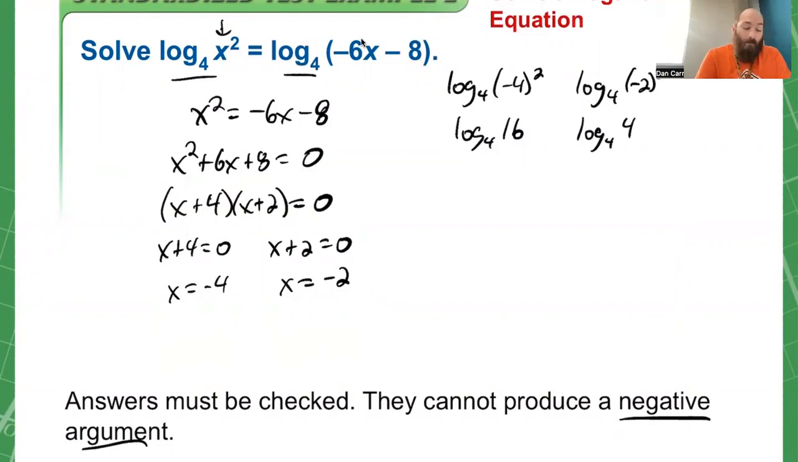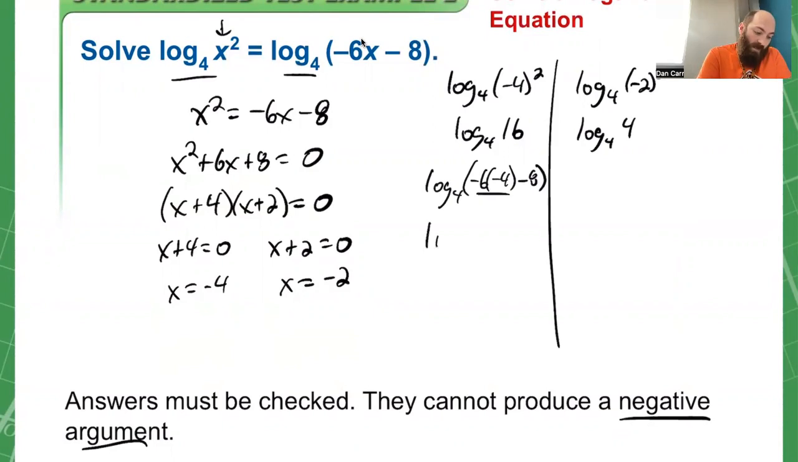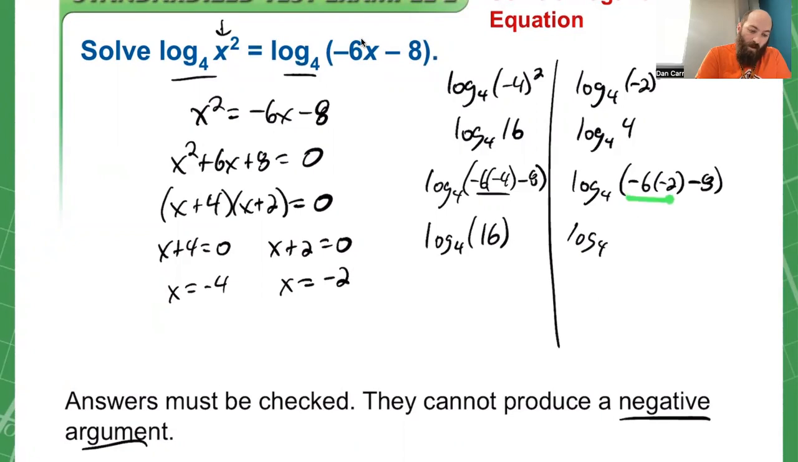We'll do log base 4 of -6 times -4, minus 8. -6 times -4 is a positive 24, minus 8 gives me 16. So that one's fine. On the right side, we have log base 4 of -6 times -2, minus 8. That's a positive 12, minus 8, which gives me 4. So it checks out on both of them.